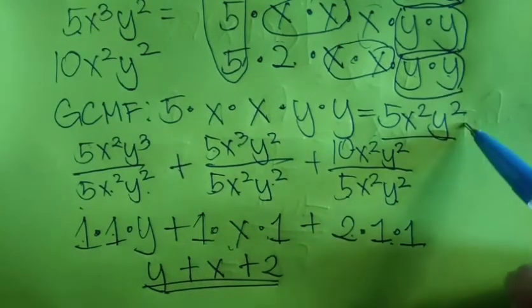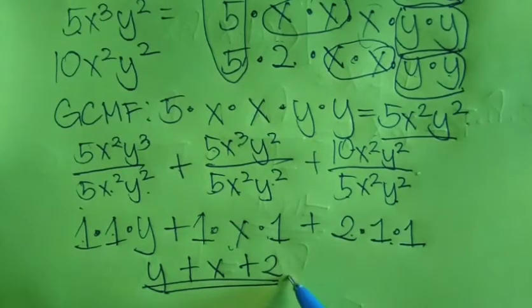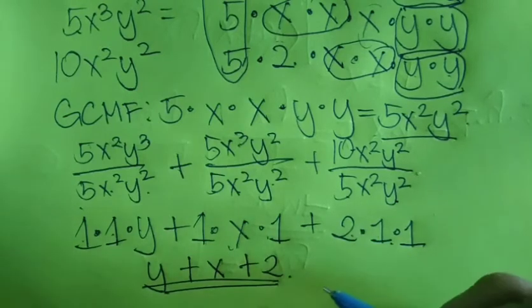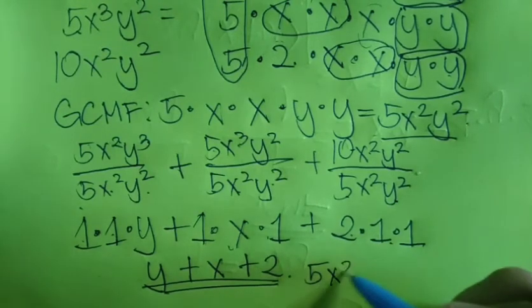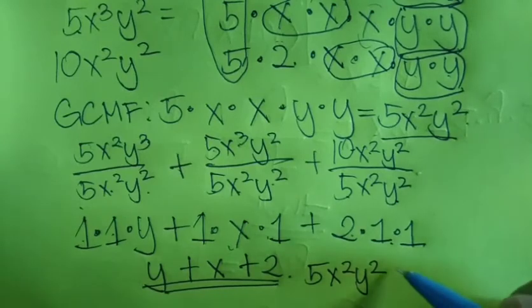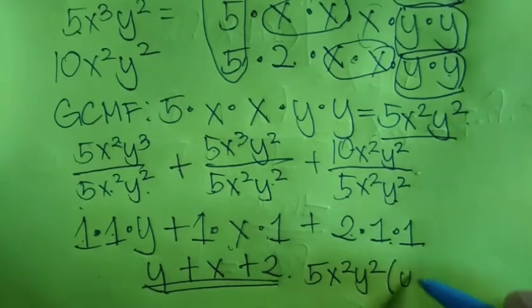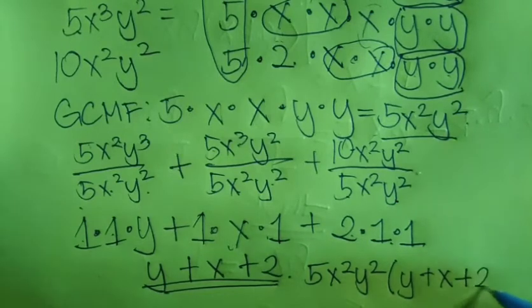We have the GCMF and the second factor. So ang final answer natin is 5x squared y squared multiplied by quantity y plus x plus 2 close parenthesis.